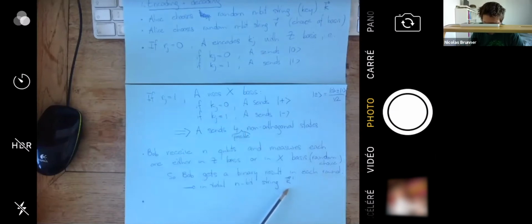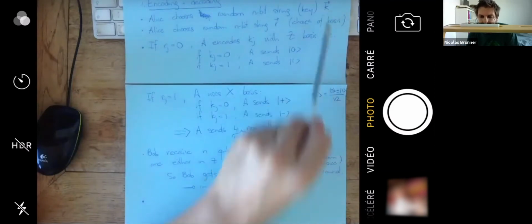Now, of course, because Alice and Bob both choose their basis at random, it is not guaranteed that they will pick the same, right? In half of the cases, in fact, they will pick different bases. When that is the case, in fact, the statistics will be completely random. So that means that K prime will have no correlation to K.